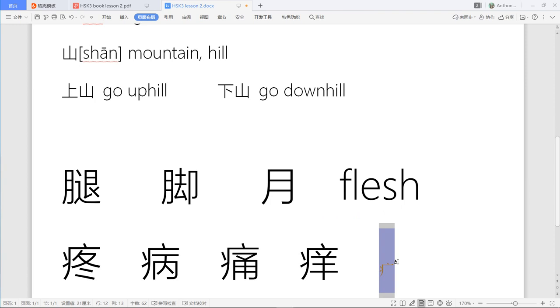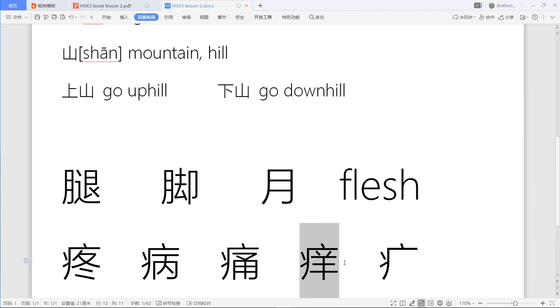Yeah, all these characters have this part. This part is about sickness. So if you see it in a character, it means sickness, you know, you don't feel comfortable. So the first character, 疼, means pain, painful. 病 means sick. So 我病了, I'm sick, I'm ill. 痛 also means painful, pain. 痛 and 疼 are just the same. 痒 means itchy.